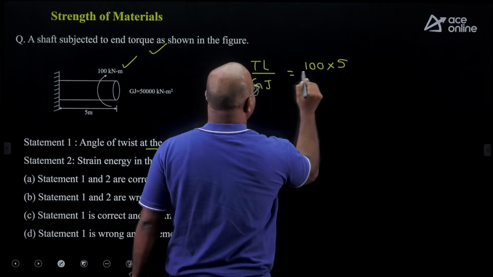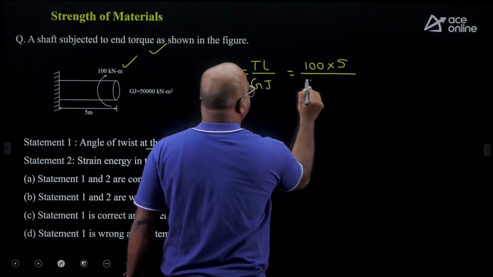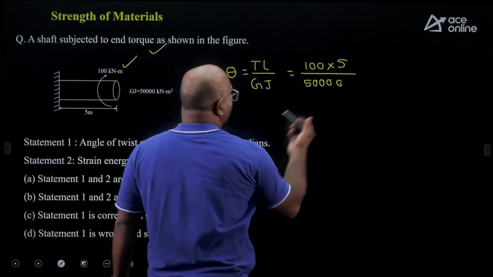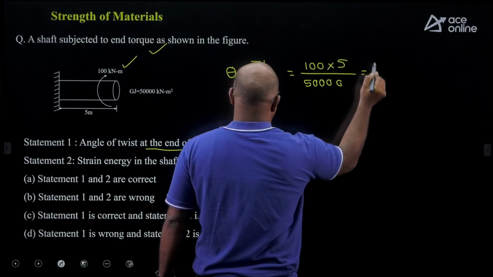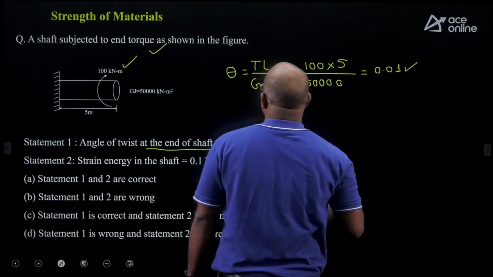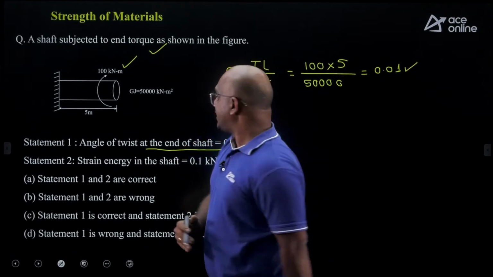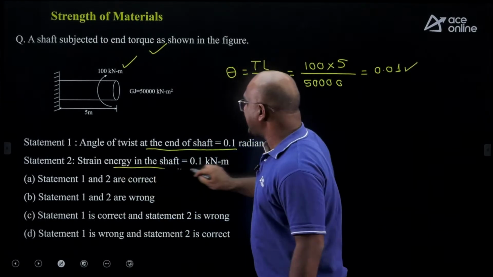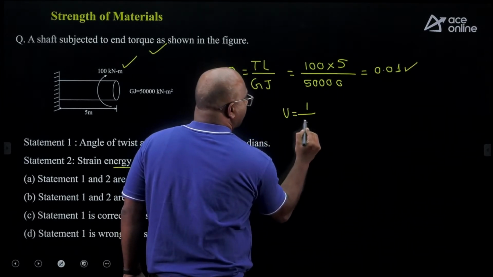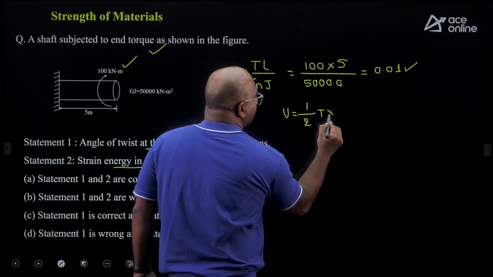L equal to how much? 5. GJ equal to how much, guys? 50,000. 50,000 guys. Going to get 0.01 radians. Angle of twist is what exactly? 0.01 radians. Next, strain energy in the shaft. Strain energy equal to how much, guys? I can directly make it half into T into theta.